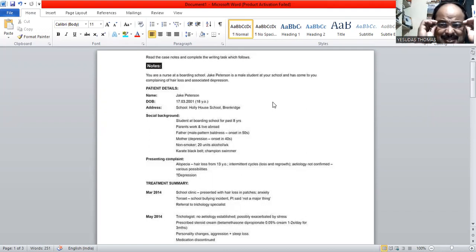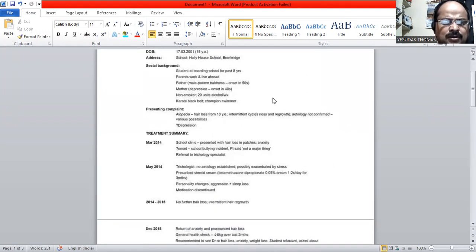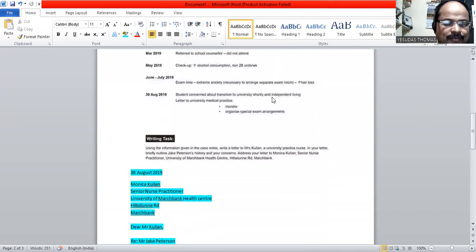Today we are going to discuss the case note of Jake Peterson, a male student at your school who is moving to university soon. Jake Peterson is currently 18 years old and he's moving to university. So let's go with the writing task. We have to write a letter using the information given in this case note.